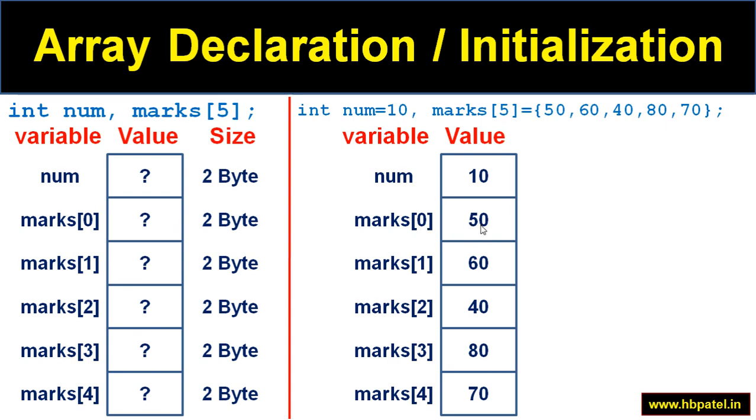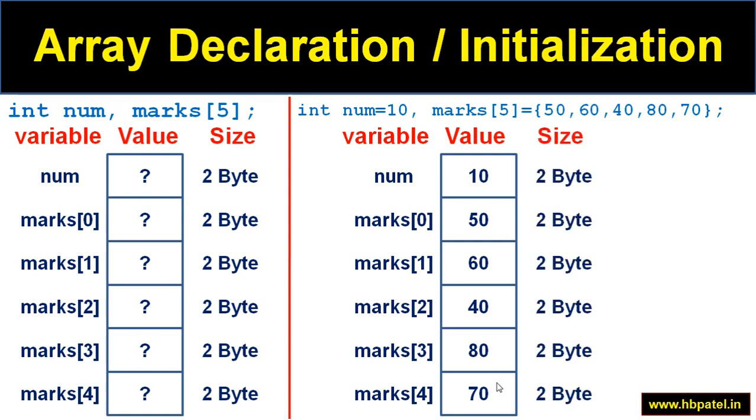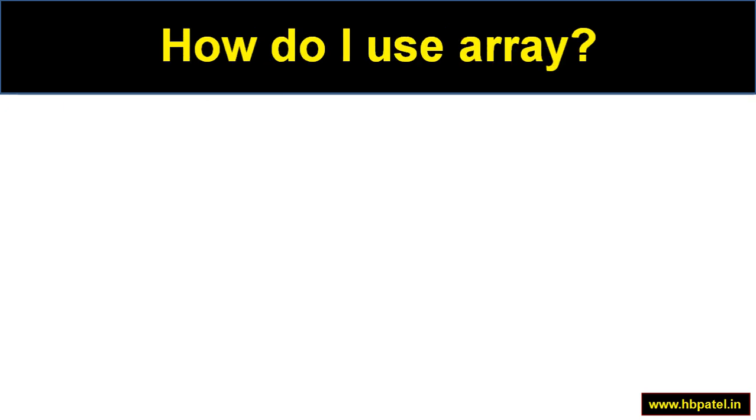So marks 0 contains 50. This is the 0th element, first element, second element, third element, and fourth element. So marks 0 is 50, marks 1 is 60, marks 2 is 40, then 80, and then 70. So again, the size will be the same, 2 bytes each for every variable. Now let's move further. So how do I use an array?